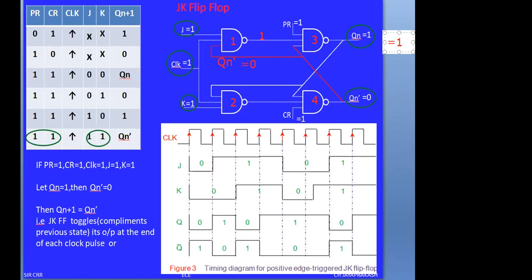You have to identify one point here: when Qn bar equals 0, this 0 is applied to NAND gate 1 and NAND gate 3. We are checking the output across Qn, that is NAND gate 3, that is Q of n plus 1. Therefore, if you write the Q of n plus 1, what is the Q of n plus 1?